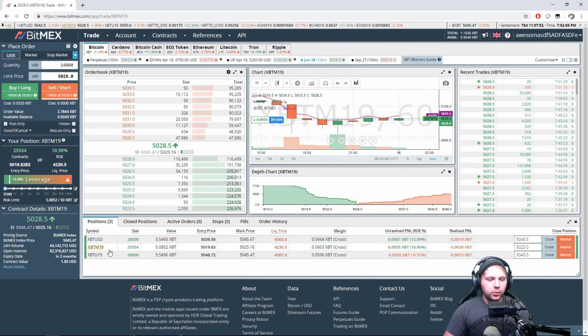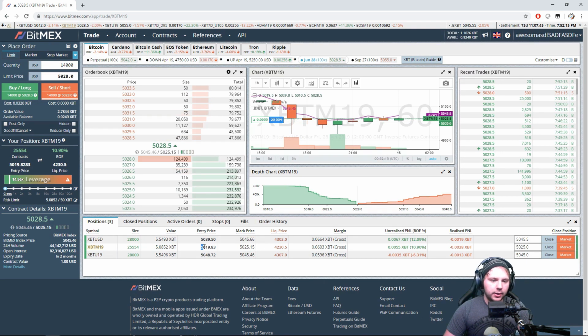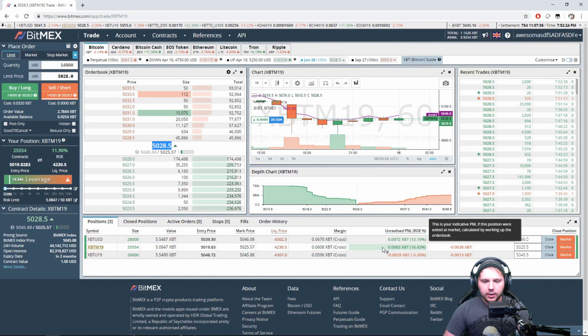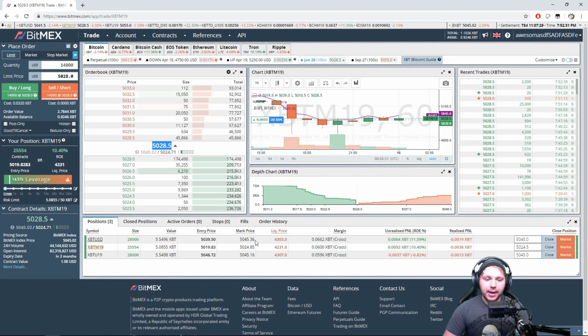As you can see, I do have a position established on this contract, XBTM 19, and I've entered in at 5,019 and 83 cents. The current price of the asset is 5,028.5. You can see my profit, it is 0.0083. So I'm 16% up on my trade. I said that the price would go up at 5,019, and it has. You can see the fee that's associated with this as well, 0.0038.